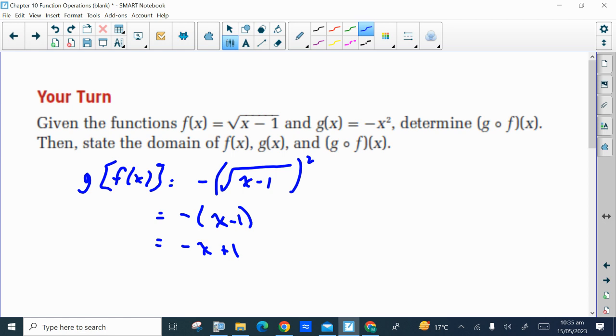Our simplified expression is a line, and normally a line has no restrictions on x or y. But remember, to get our restrictions, we have to look at the original expression. The root of x minus 1 is where we're going to get our domain. x minus 1, which is under the radical, must be greater than or equal to 0. So therefore, x has to be greater than or equal to 1. This is where we get our domain from: from 1 to positive infinity.